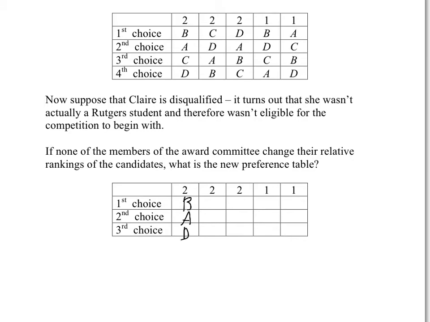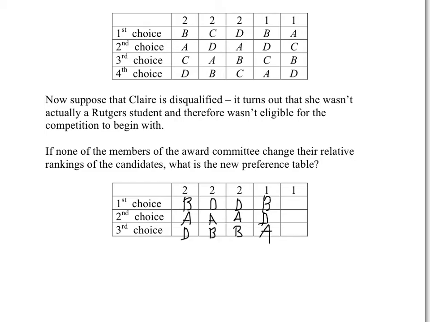And in a similar vein, those 2 voters who had Claire at the top of their ballot now move everyone up 1 spot. This is similar, but not identical, to what we did in the instant runoff voting method. Now, it's important to understand that we are not applying the instant runoff voting method right now.